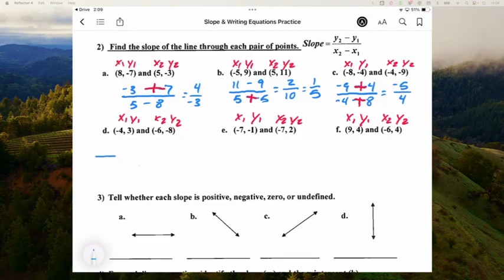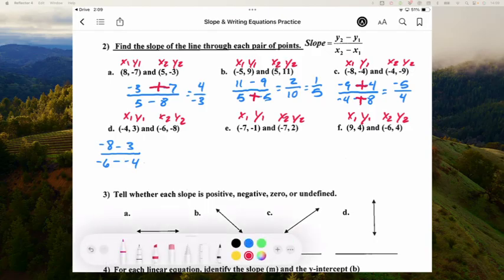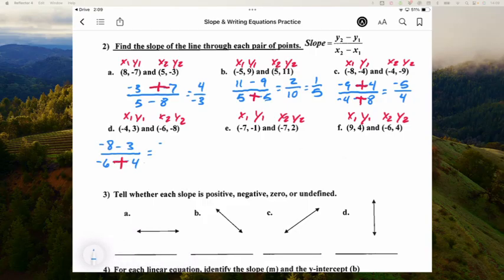Another one, template. y2 is -8, y1 is 3, -6, -4. It's going to be adding now on the denominator. -8 minus 3 is -11 over -6 plus 4 is -2. We do have two negatives in this one, so that's going to change to be a positive, because a negative divided by a negative would make a positive.